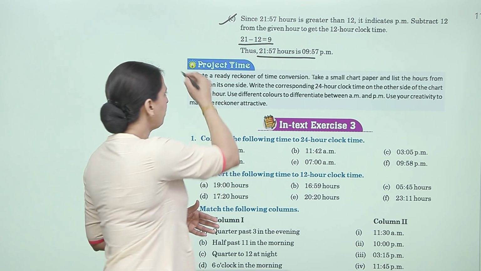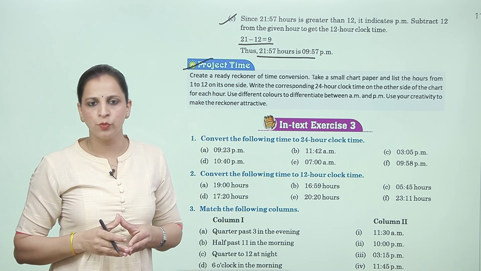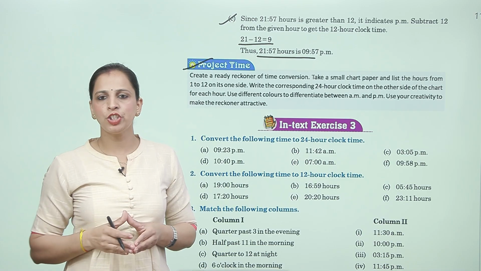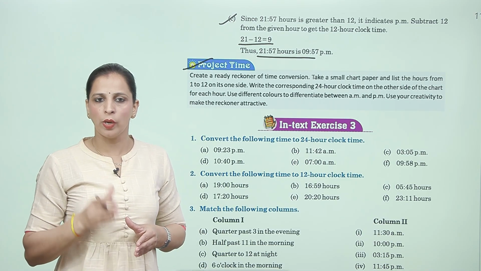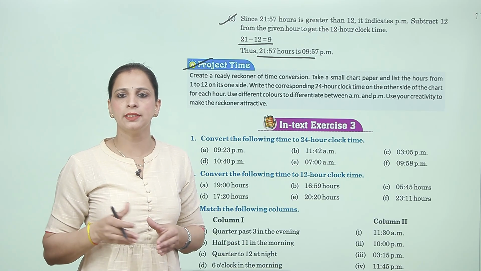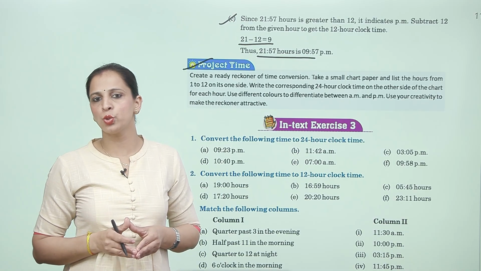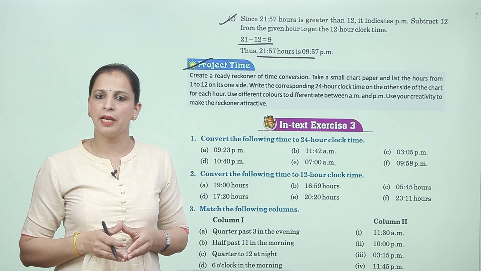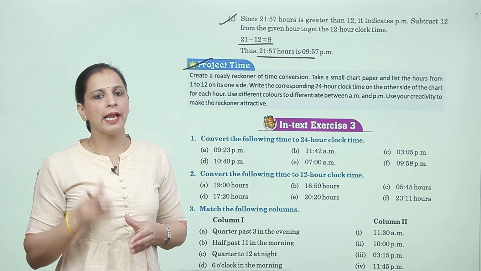Now project time. Create a ready reckoner of time conversion. Take a small chart paper and list the hours from 1 to 12 on one side. Write the corresponding 24-hour clock time on the other side of the chart for each hour. Use different colors to differentiate between AM and PM. Use your creativity to make the reckoner attractive.